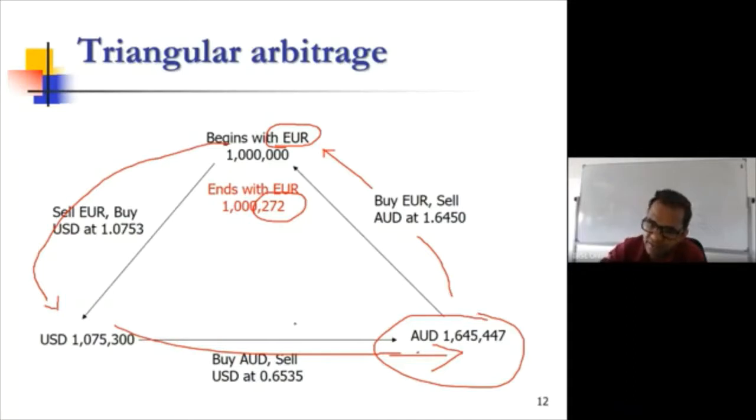Or you can start with a fixed amount of dollars, then go around the same cycle in the same direction. Then you will realize the profit in dollars. Either way, that can be done, but it's easy to start with the base currency.